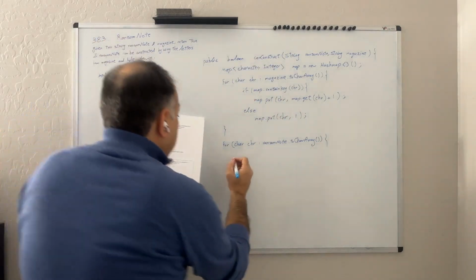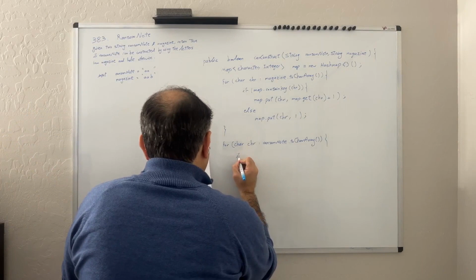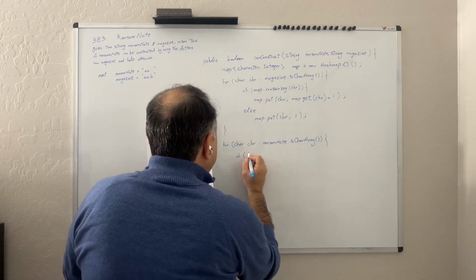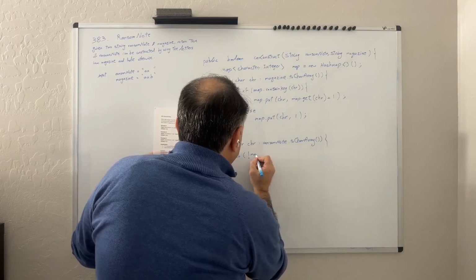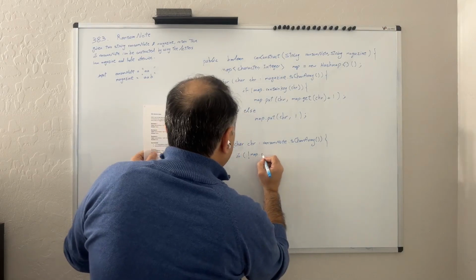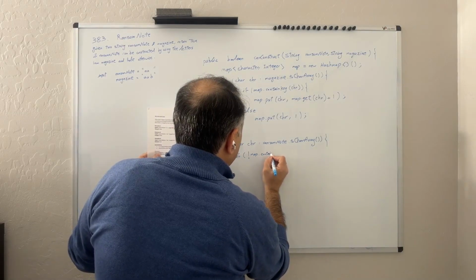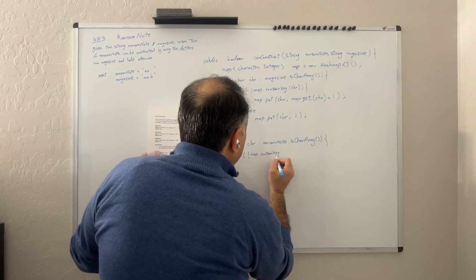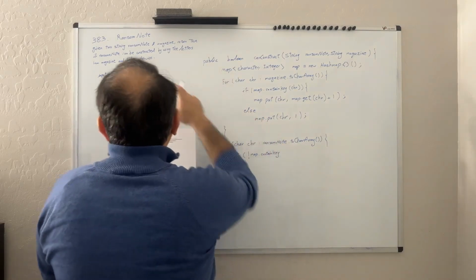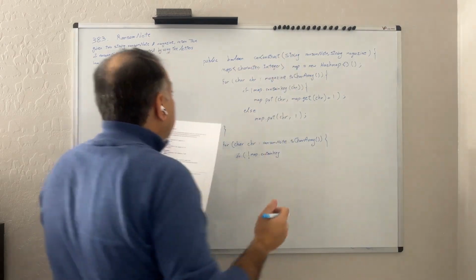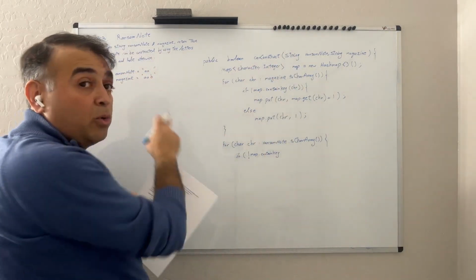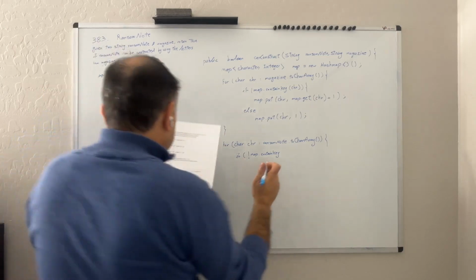And here I need to check, as I showed you, if the map does not contain the character that I have in the ransom note. So I immediately can return false because I couldn't create the ransom note with the letters that I have in the magazine.